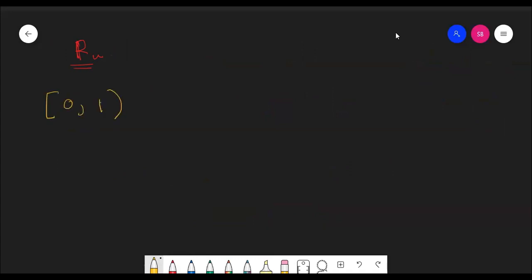So is this set open? So first let us talk about its openness. So this is example 1. So is this set open? This is not open. Why?